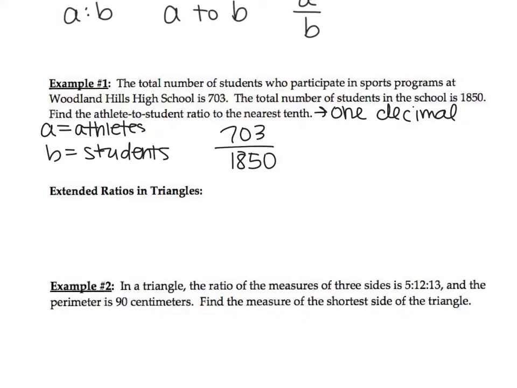When I divide 703 by 1,850, you're going to get the decimal 0.38. That is the exact decimal. But because it asks me to round it to the nearest tenth, that would be 1 decimal place. So I need to look at the second decimal place to tell me if I need to keep the 3 the same or round it up to a 4. The rule of rounding: 5 or greater, you want to move it up. So we're going to get the decimal 0.4. To the nearest tenth, the athlete to student ratio is 0.4.